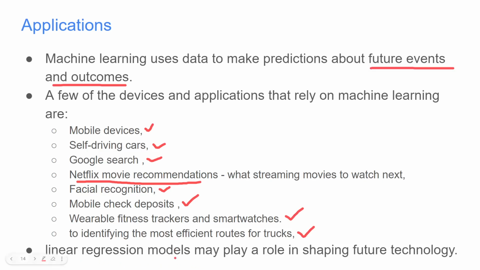Then linear regression models may play an important role in shaping future technology. Definitely, they will play an important role in shaping future technologies. So these are the applications of machine learning.